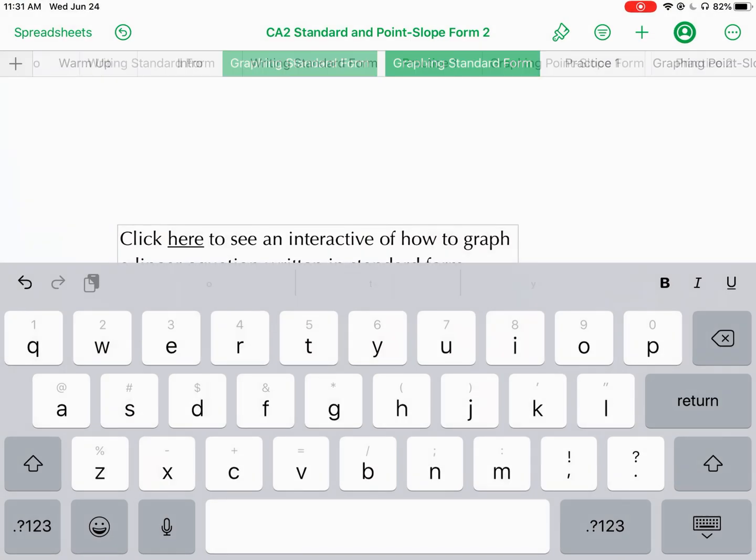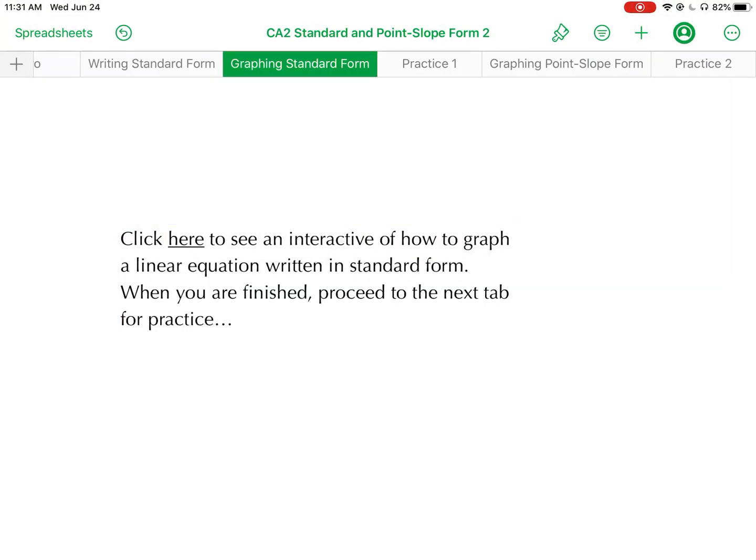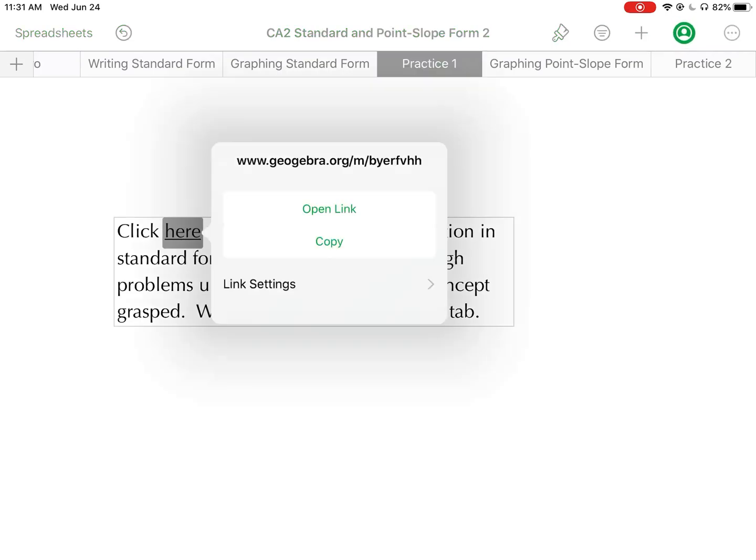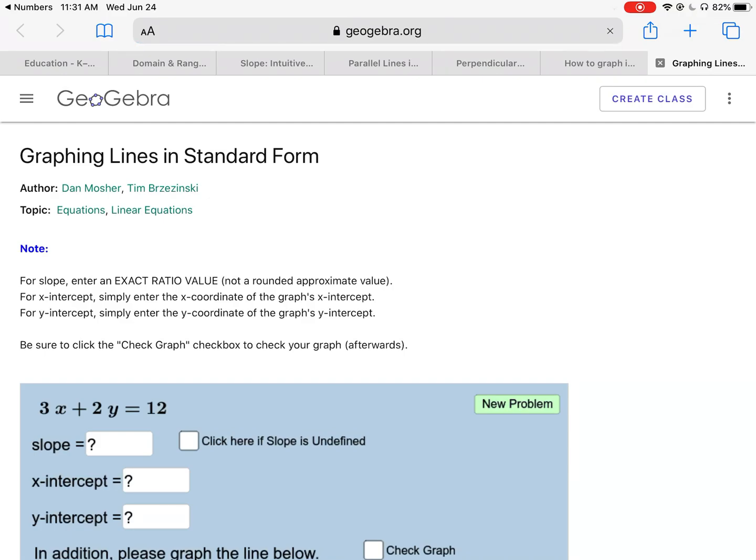Okay. If you go back to your notes and you click on practice 1, you're going to notice there's another link for you to use in order to practice graphing when equations are in standard form. So let's walk through an example together here, and then you're going to use it as an opportunity to practice yourself, okay?